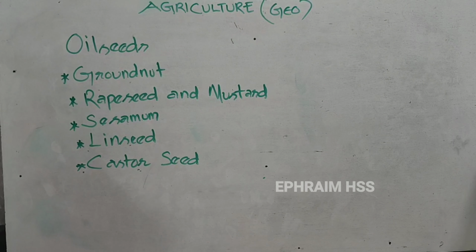Castor seed. India is the largest producer of castor seed after Brazil. It is grown both as a kharif and rabi crop, and for the growth of castor seed, temperature should range between 20 degrees Celsius to 30 degrees Celsius with moderate rainfall and deep loamy soil. Tamil Nadu, Gujarat, Andhra Pradesh, etc. are the states where castor seed is grown in India.